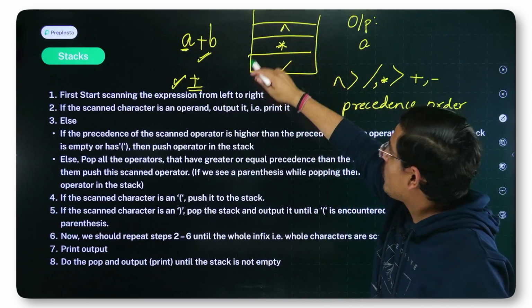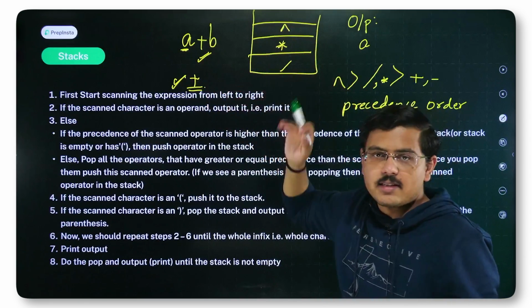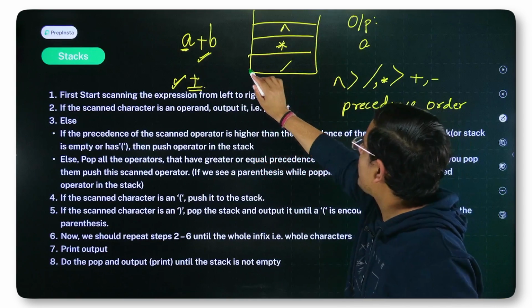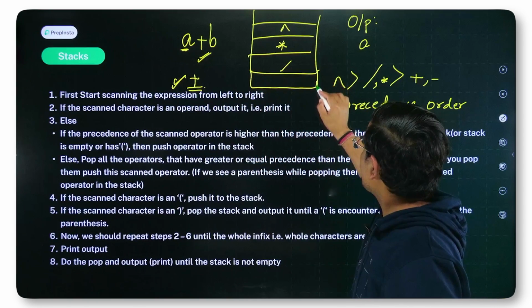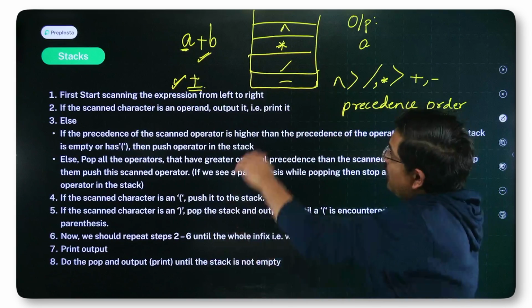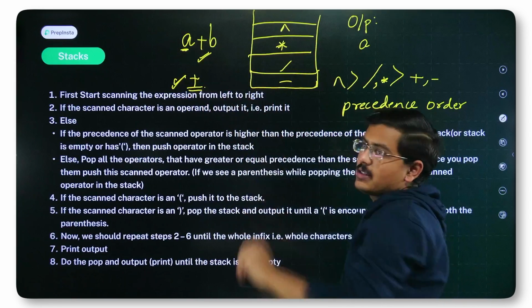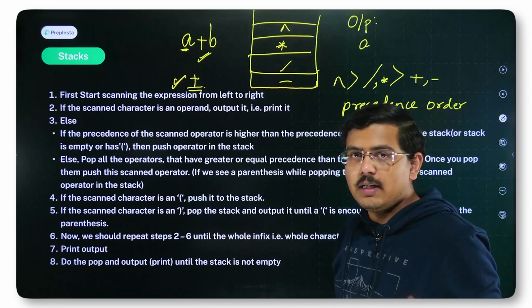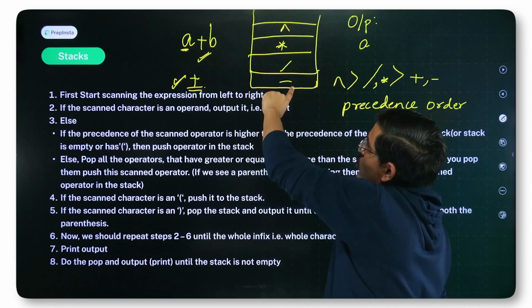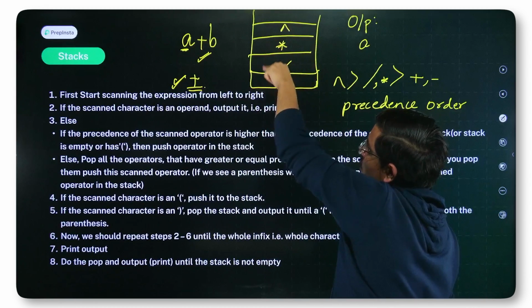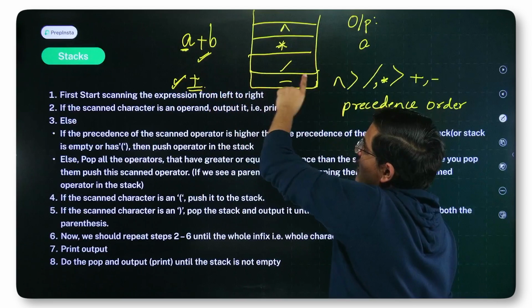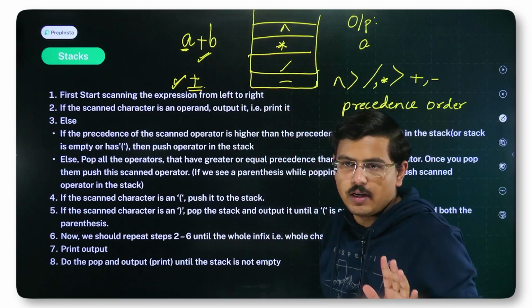So out of all the three, plus has lesser precedence, fine. Say we had one more element, minus, fine. So even if minus has the same precedence as this, we'll keep on popping till we have exhausted the operators which are higher in precedence than plus or which are similar to the precedence of plus, fine.